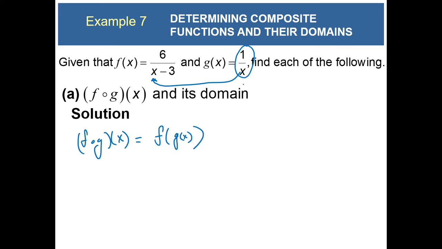So we'll take 1 over x and plug it into the x of f of x. This gives us 6 over 1 over x minus 3. Let's multiply the top by x and the bottom by x to simplify our expression. The numerator is now 6x, and for the denominator I'll distribute the x. X times 1 over x cancels out the x's, so we get a 1. And x times negative 3 is negative 3x. And this is our f of g of x.